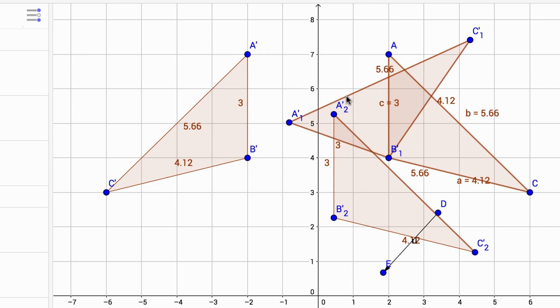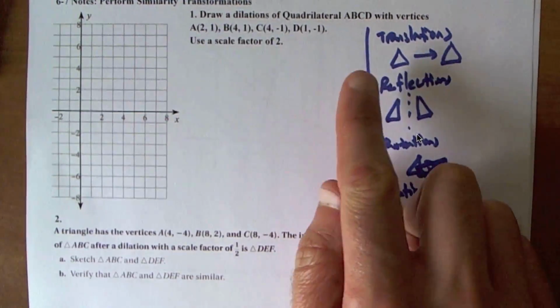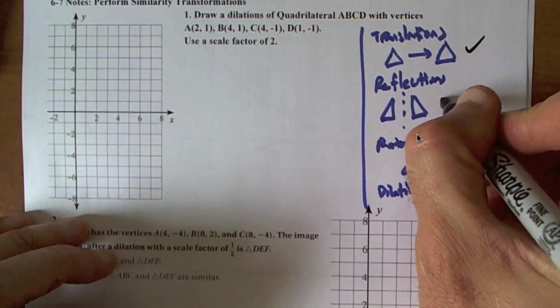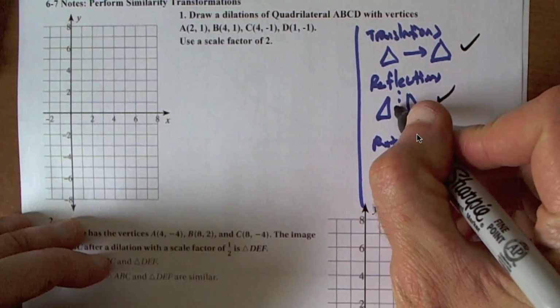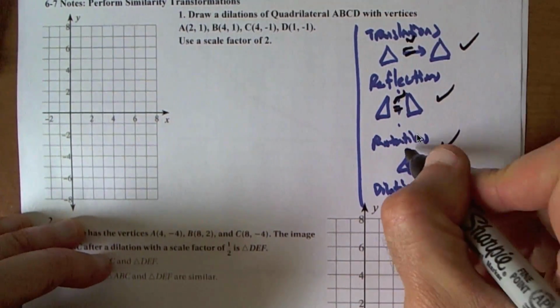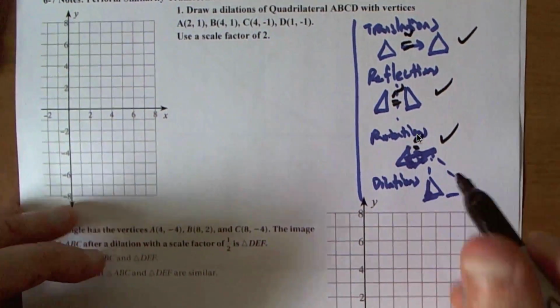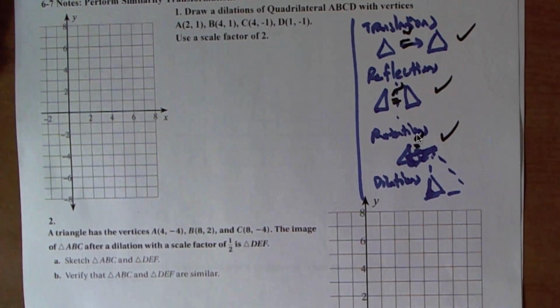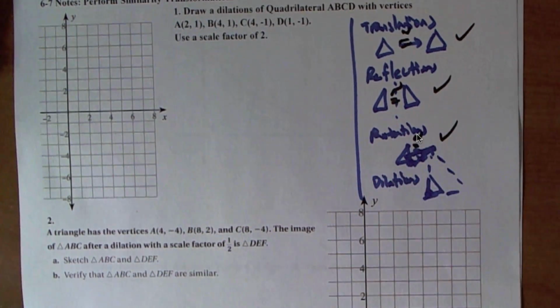So a reflection, a rotation, a translation, they're all isometries. The before and after is just congruent. This is an isometry, an isometry, an isometry, which means the before and after are congruent. Dilations was the only one that was different. When I take this shape and blow it up or shrink it down, that's where we come up with something new.